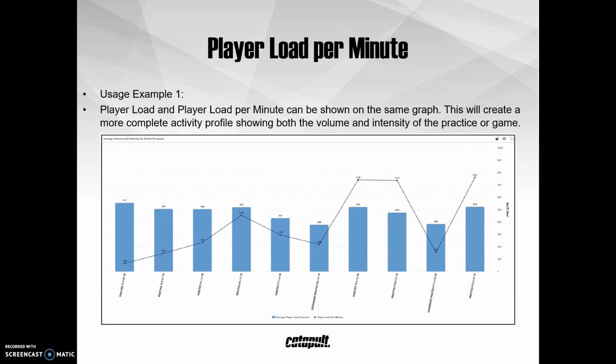Player load per minute used in conjunction with average player load will give me a more complete activity profile of whatever session I'm looking at. What I have graphed here is an entire preseason with average player load and player load per minute for each session during the preseason. I can use this graph to see how we ramped up practice at the start of the season, how we tapered going into our scrimmages, and then how we recovered based on our scrimmages.